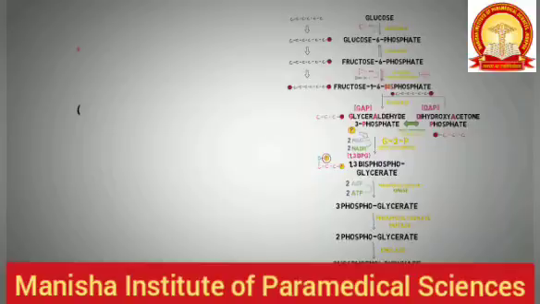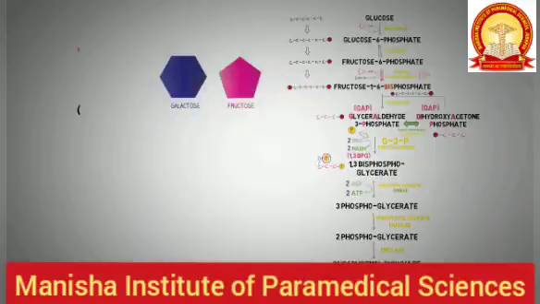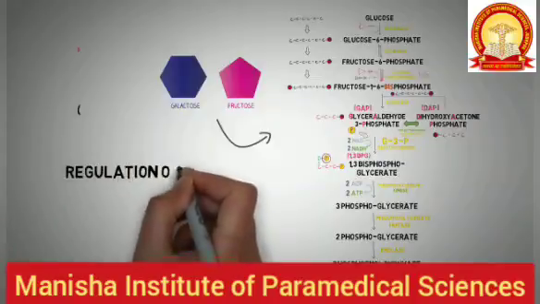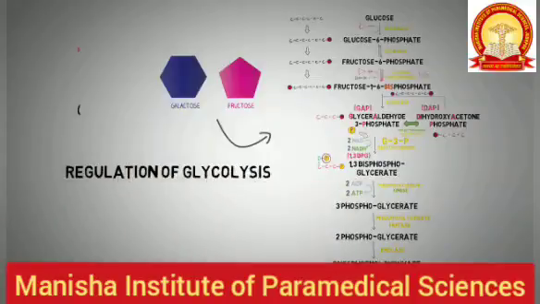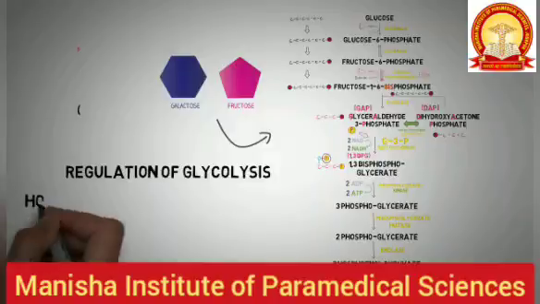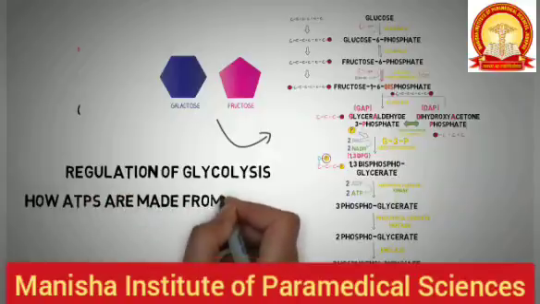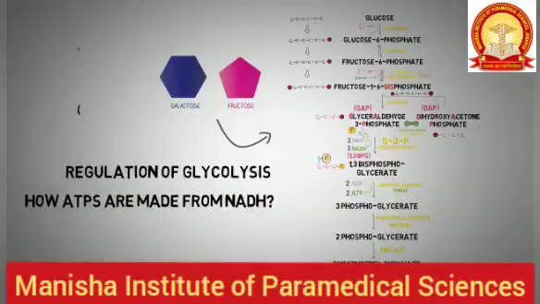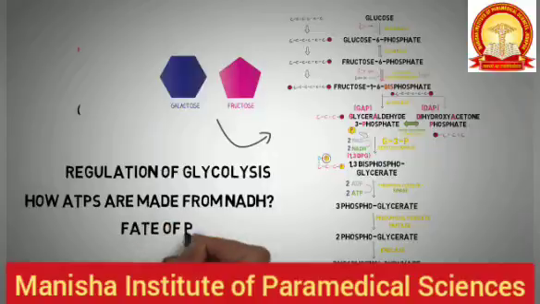Now you need to know just a few more things to understand glycolysis completely. You need to know how fructose and galactose are used in this pathway. You also need to know how this pathway is regulated, meaning how hormones and other factors can increase or decrease the rate of glycolysis in different ways. How ATP is generated from NADH, and the last thing you need to know is the fate of pyruvate.